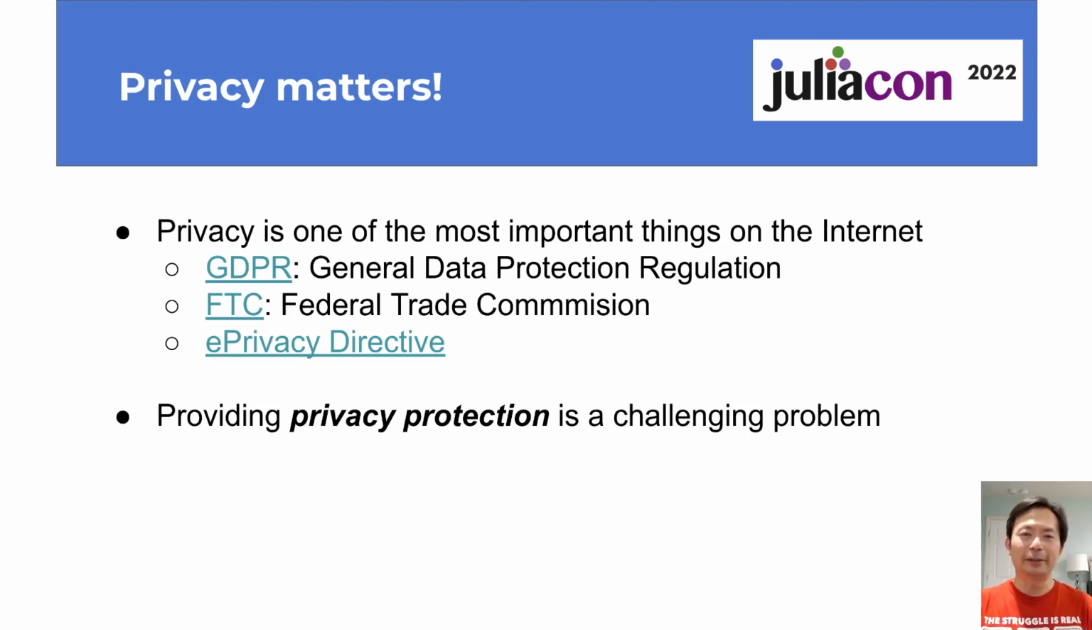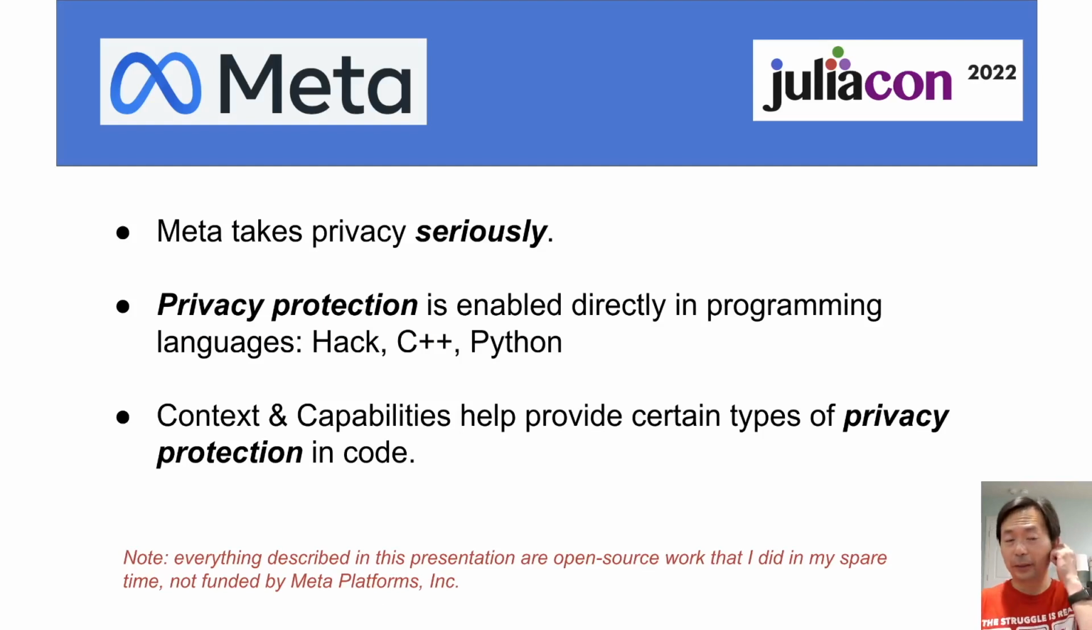The reason I can say that is because I work for Meta. I joined the company about a year and a half ago, and the whole time I have been working on the privacy infra stack. And I can tell you that the company takes privacy very seriously. What's interesting about privacy is that you can do a lot of things directly in the programming languages themselves. And context and capabilities is one of the ways to provide certain types of privacy protection in code. So that would be the topic today.